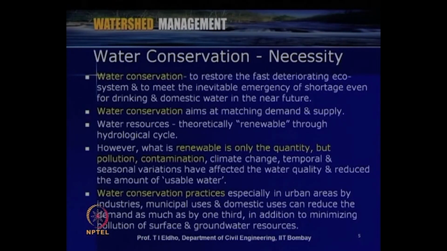Analyses in many areas, especially in urban areas or cities, have shown that through effective water conservation measures, we can reduce usage by maybe one-third in many industrial, agricultural or domestic uses. And this is not only a reduction in usage, but when we are using less water, the amount of wastewater generated will be reduced. That way we are also minimizing the pollution of surface water and the available groundwater resources.